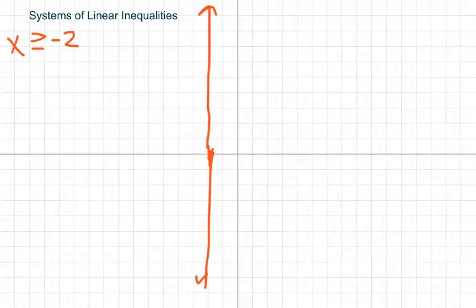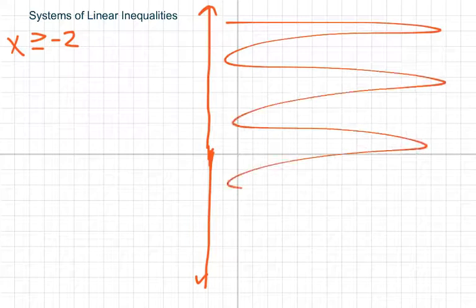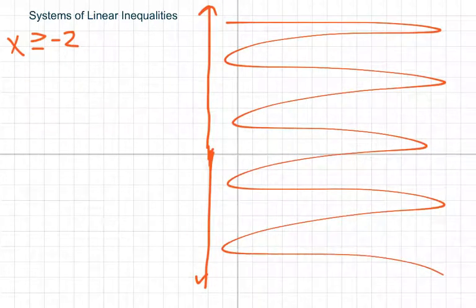Okay. Anyway, where would we find the x values that are greater than or equal to -2? They would be over here to the right. And so we would shade to the right, and that would be the graph of the linear inequality.